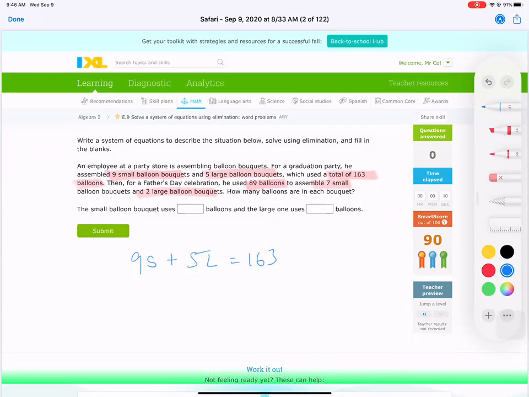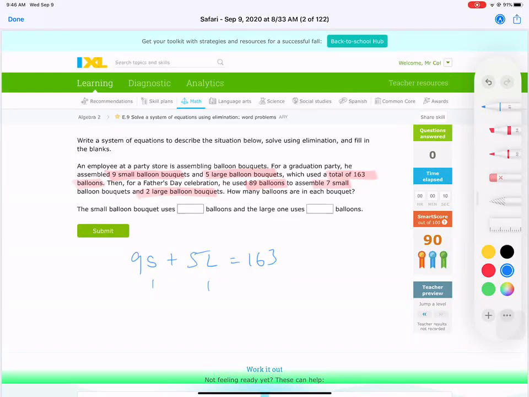Now go ahead and test your formula. And please don't put big numbers. Just pick small numbers. If I had 1 small balloon and 1 large balloon, okay, we would have 9 plus 5 is 14.